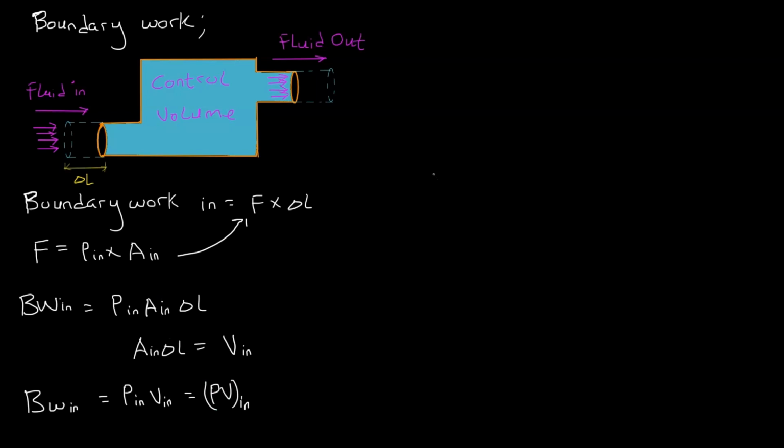And in the same way, we can write the boundary work done by the system at the exit as the pressure at the exit multiplied by the volume of fluid which flows out of our system.